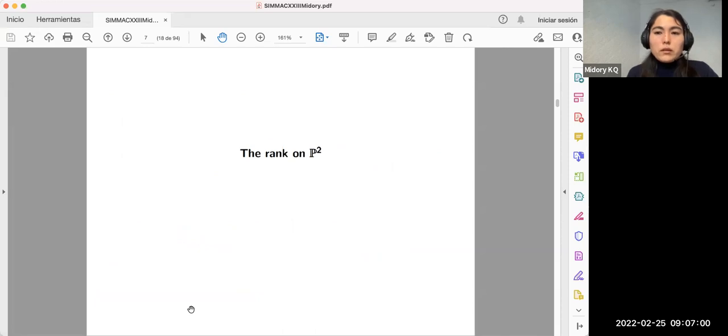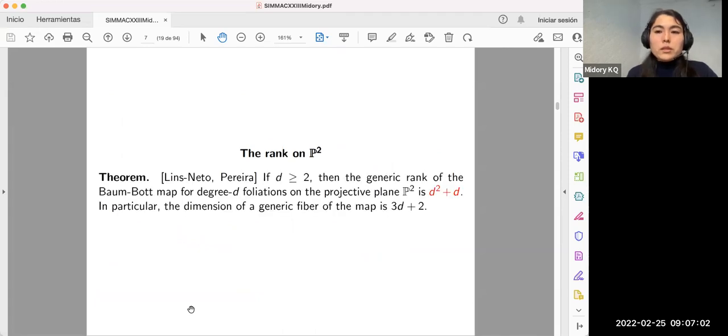So the rank on the complex projective plane was calculated by Lins Neto and Pereira. They say that if the degree is greater or equal than 2, then the generic rank of the Baum-Bott map for degree d differentials on the complex projective plane is d squared plus d. In particular, they also have the dimension of the generic fiber, which is 3d plus 2.